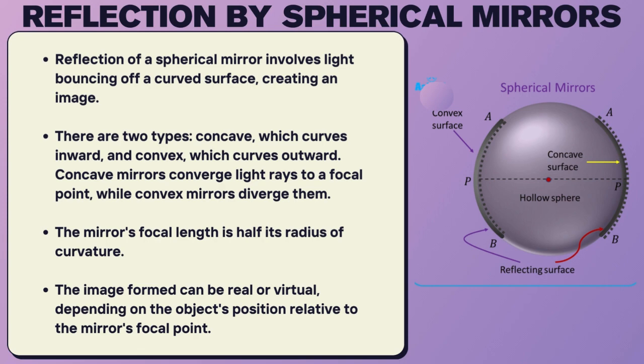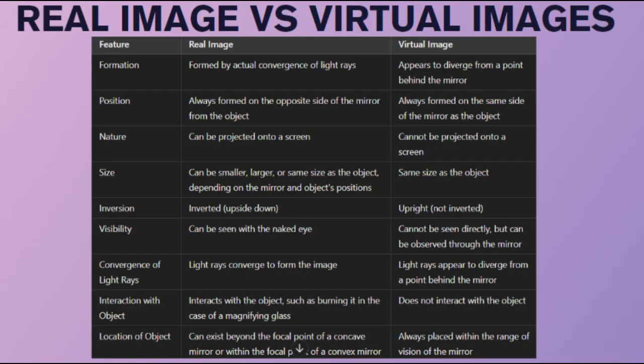The mirror's focal length is half its radius of curvature. The image formed can be real or virtual, depending on the object's position relative to the mirror's focal point. Differences between real and virtual images are outlined in the table. Formation. Real images are formed by the actual convergence of light rays. They occur when light rays coming from an object meet after reflection, creating a focused image.